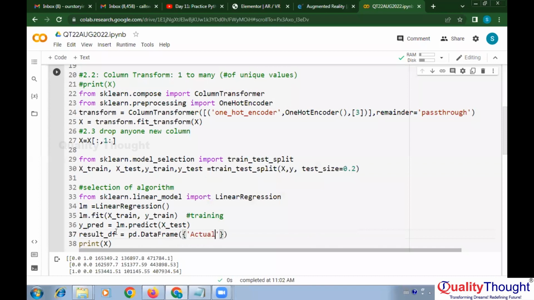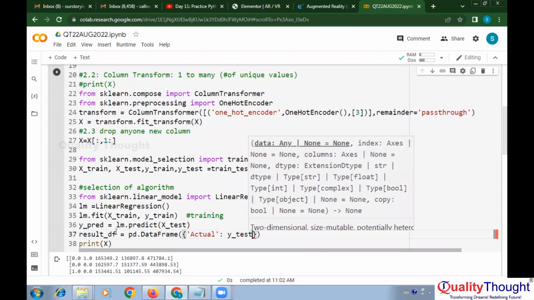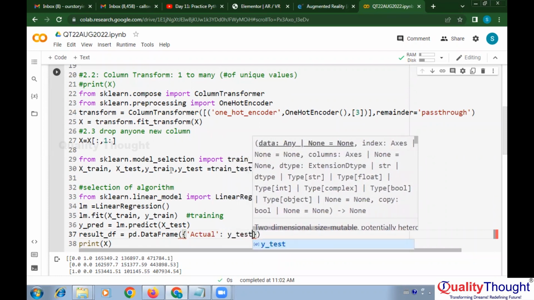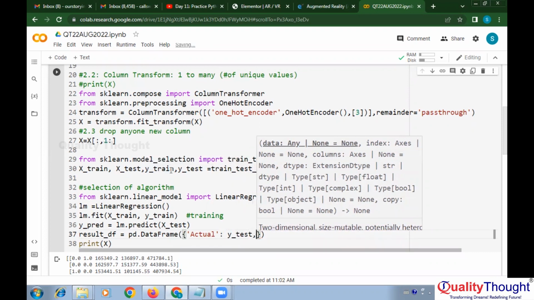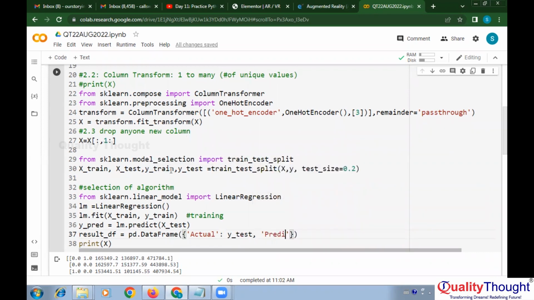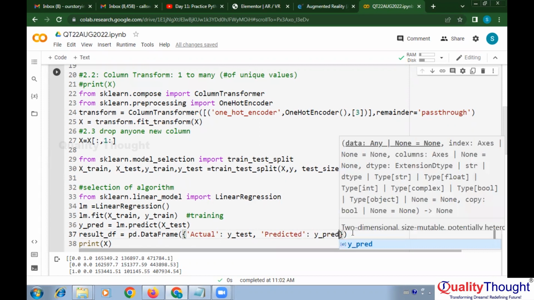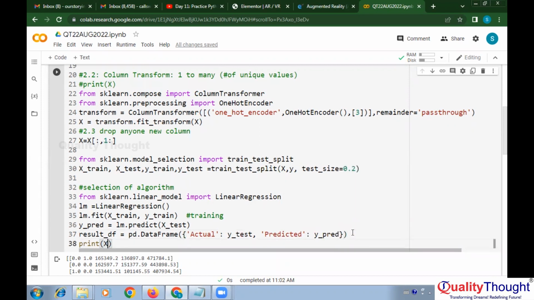Key is actual value. Actual is what? Y test, which we have got from here, which we have not given to the model. Now, predicted. Our model has predicted these values. So what's that? Y predict. Okay, so now this is ready. If you want to see the output, you will say result df. First it will have the actual value, and predicted, which will have the predicted value.